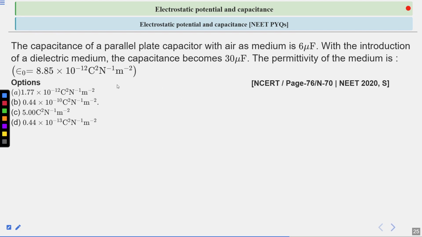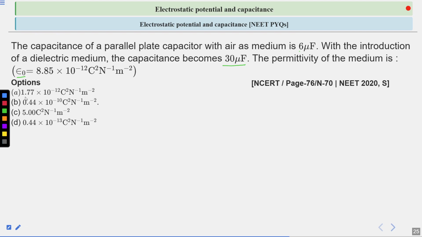Our next question is: the capacitance of a parallel plate capacitor with air as medium is 6 microfarad. With the introduction of a dielectric medium, the capacitance becomes 30 microfarad. The permittivity of free space epsilon naught is 8.85 into 10 to the power minus 12 coulomb square per Newton meter square. Then a dielectric medium is inserted between the plates, and its capacitance becomes 30 microfarad. The permittivity of the medium is to be found.